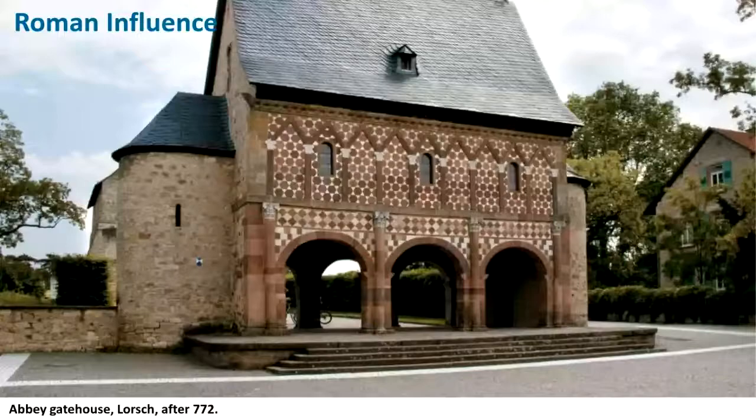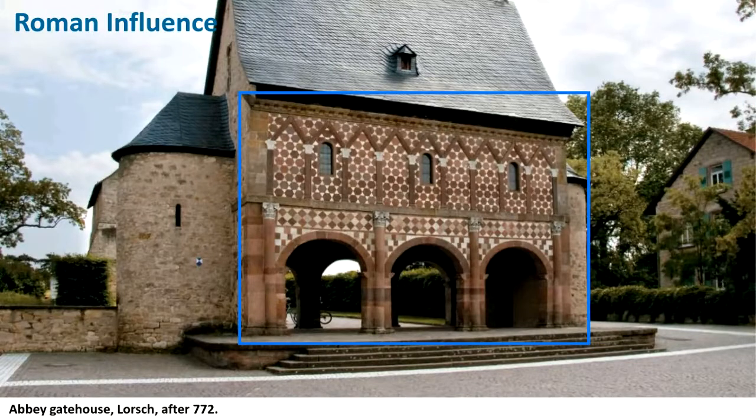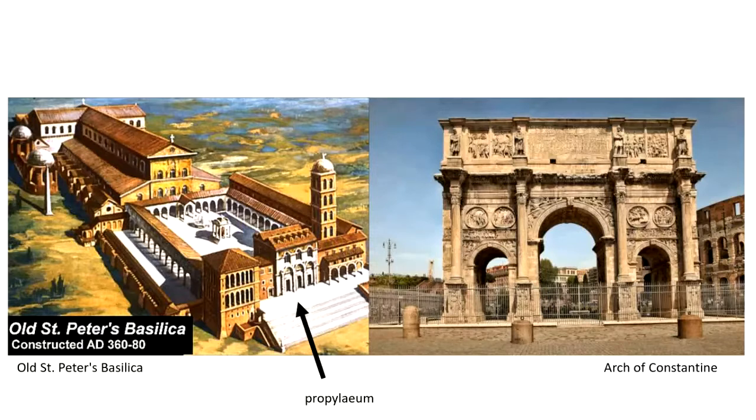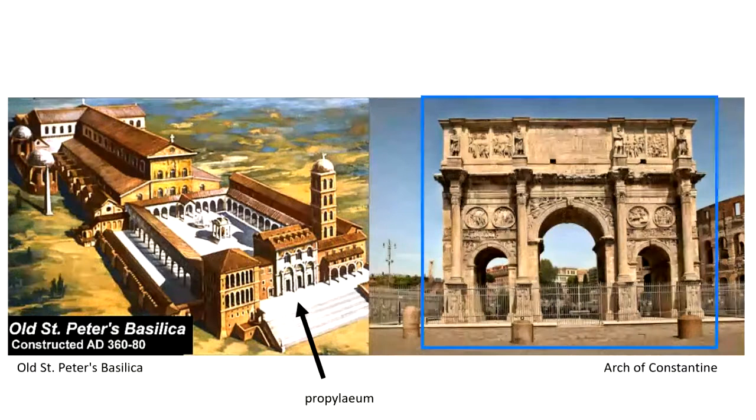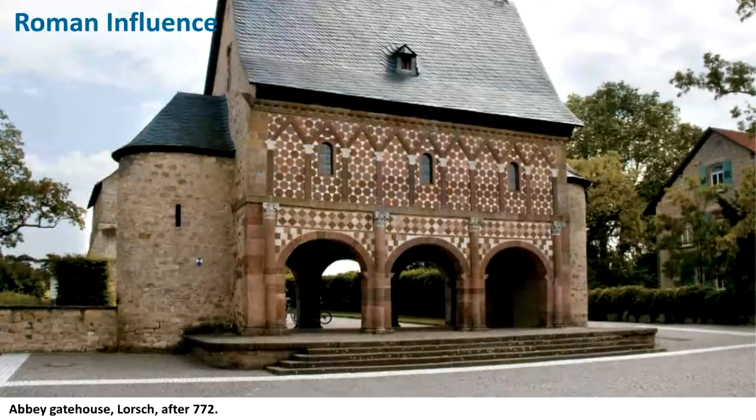Another one, talking about the Roman influence: what do you think was the reference for this one? What do you think they were trying to reference? You might not have guessed correctly, because this was a bit of a stretch, but it's actually the Arch of Constantine. This gatehouse is the oldest living example of Romanesque architecture from this period, and it resembles the Arch of Triumph.